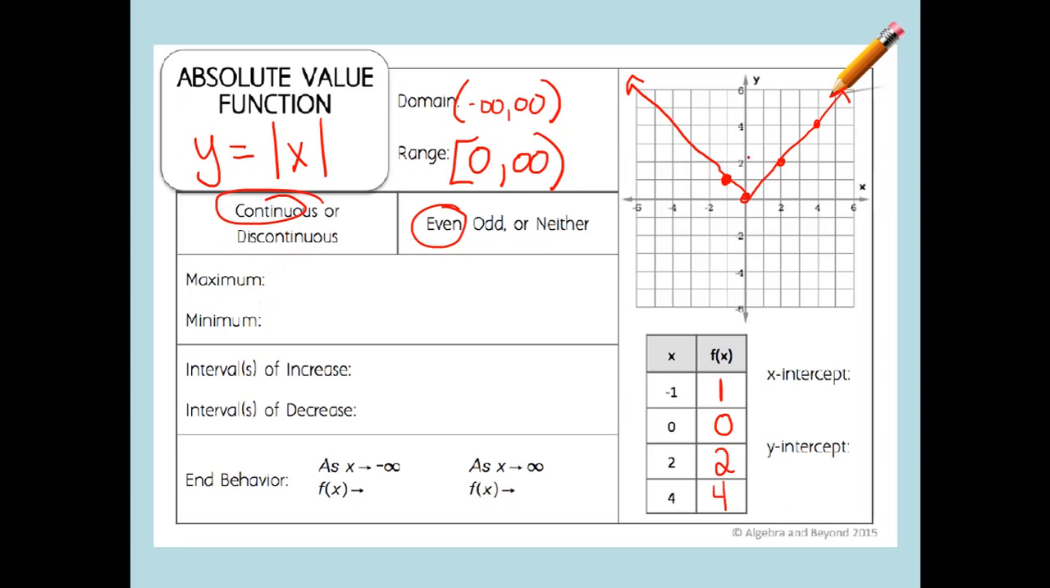Maximum. Well, there's no hill, right? No hills on this graph. So I would say there's no maximums. The minimum, though, the absolute minimum, would be located at (0, 0), right? There would be no other minimums, so I'd just say he has an absolute minimum at (0, 0).